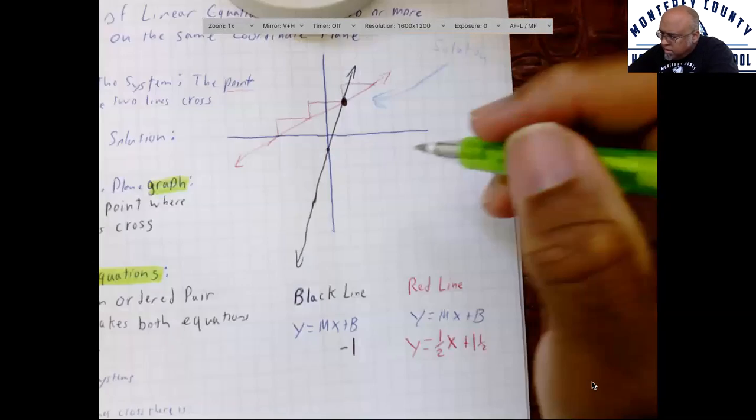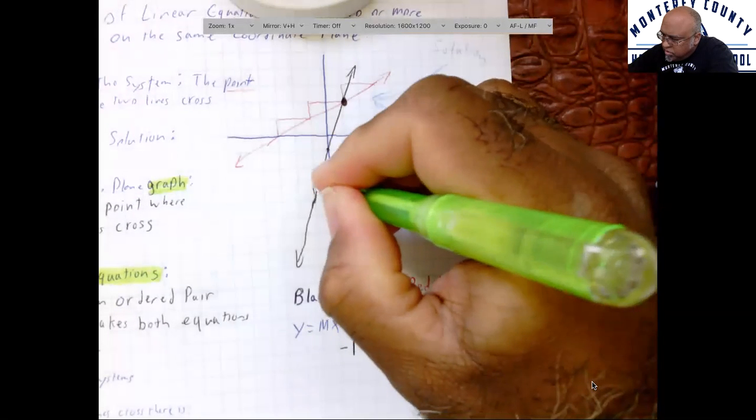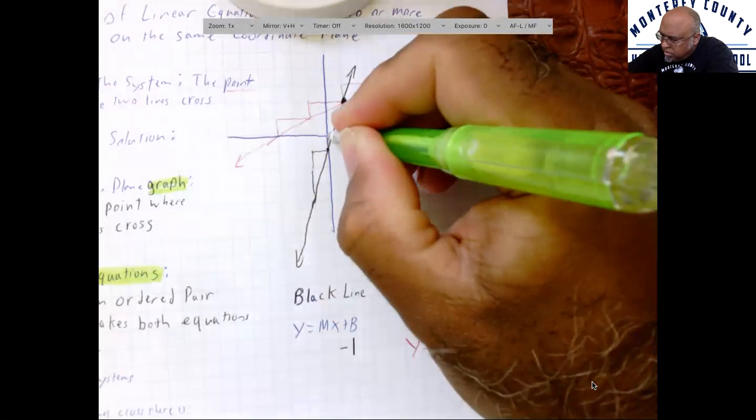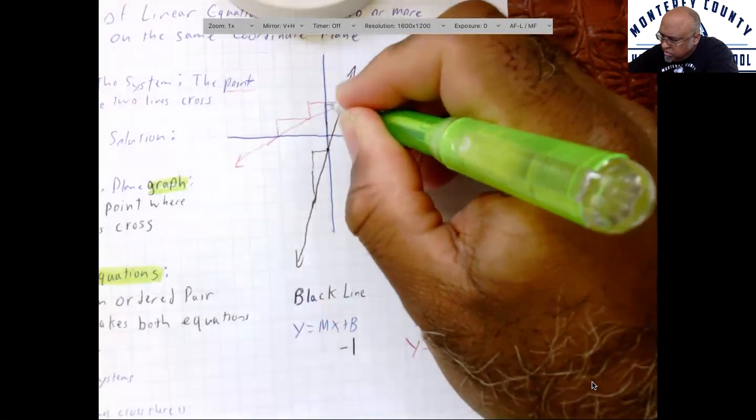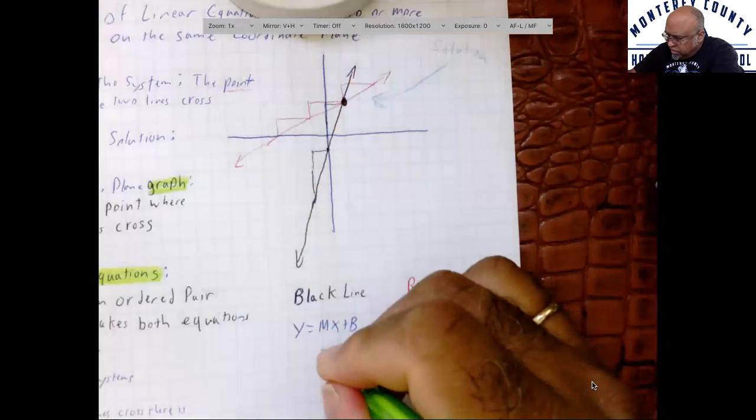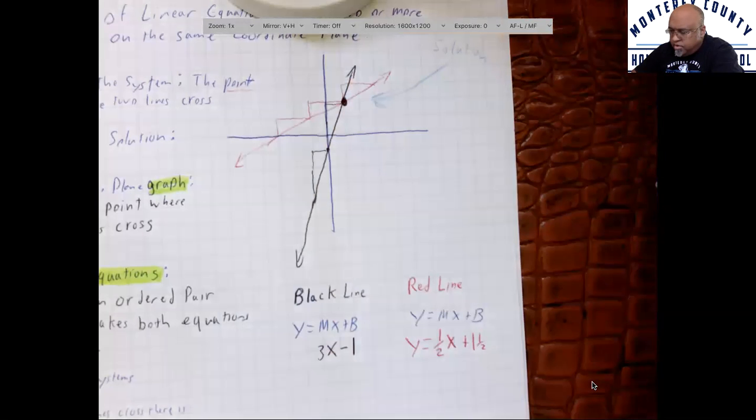Okay, now from any given point, let's do the slope. 1, 2, 3 up, 1 over. 1, 2, 3 up, 1 over. Okay, so it looks like it's 3 over 1. So I'll just write it as 3. Because remember, anytime you have a fraction over 1, you can just write it as a whole number.